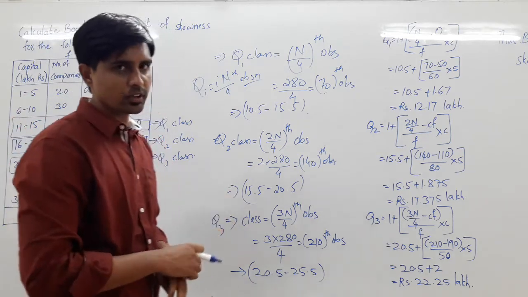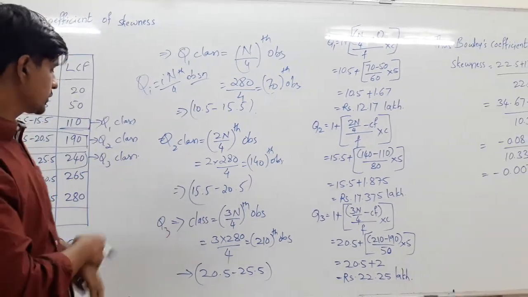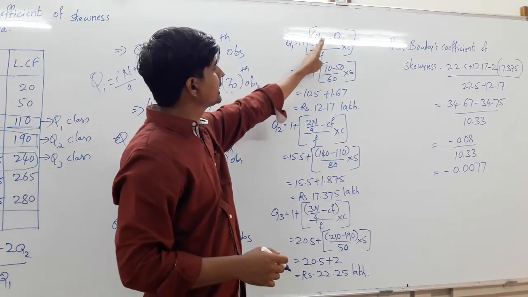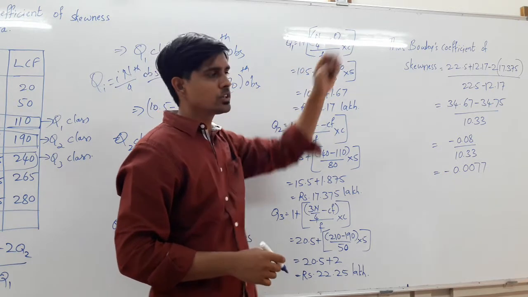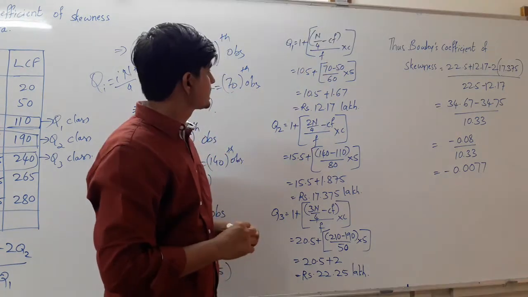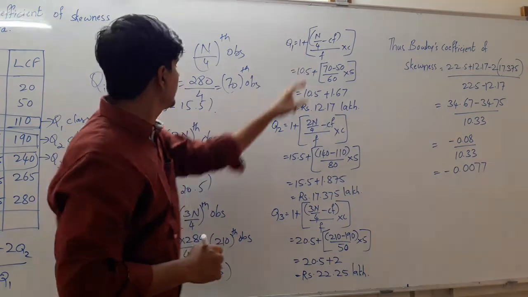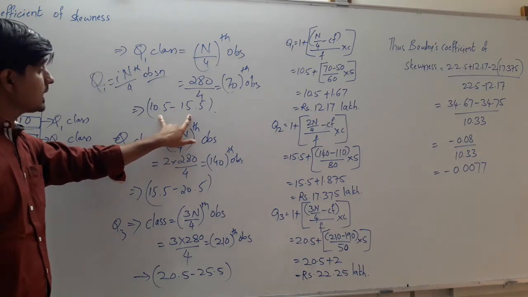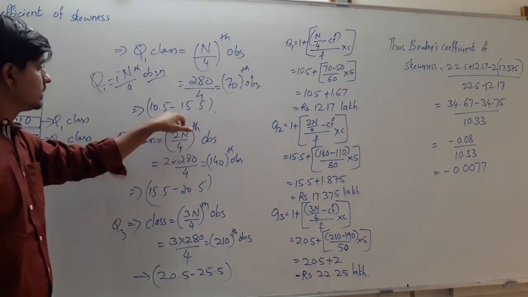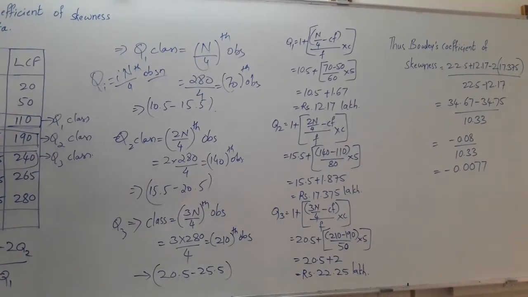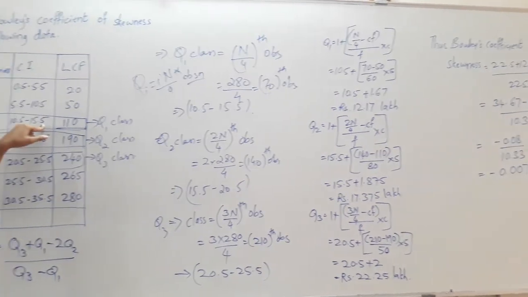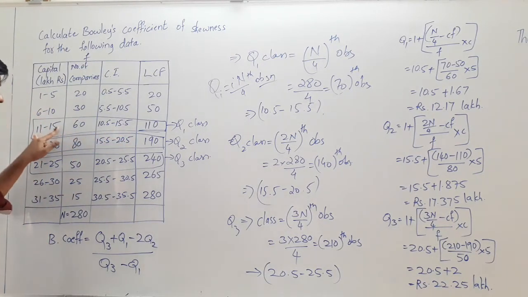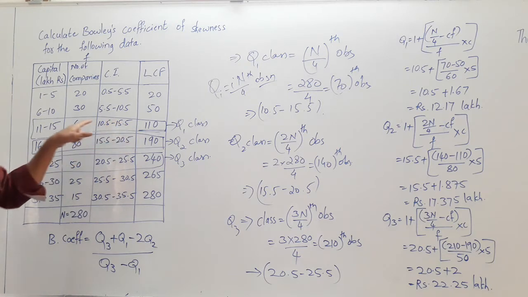We need our formula. What formula? The basic Q formula. What is the Q formula? Qi is equal to L plus (i n by 4 minus CF) divided by F, into C. Now for Q1, I have written the class here. What class? You can see Q1 here is 10.5 to 15.5. Don't worry about the rest, leave it. So this is the frequency.